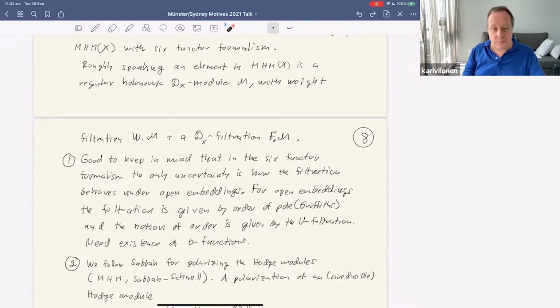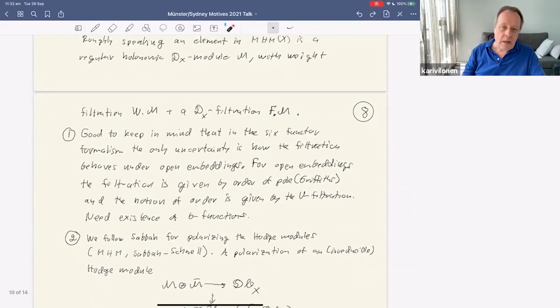For open embeddings, things work exactly the way you expect, namely the filtration is given by the order of pole. This is the old idea of Griffiths, going back in some sense to Poincaré. You only need to know what the order of pole means, and for this you need the V filtration, and for this you need the existence of b-functions. The b-function is one of these notions in the whole theory; there's a lot of formality, but really the b-function is the interesting part in the theory of D-modules.